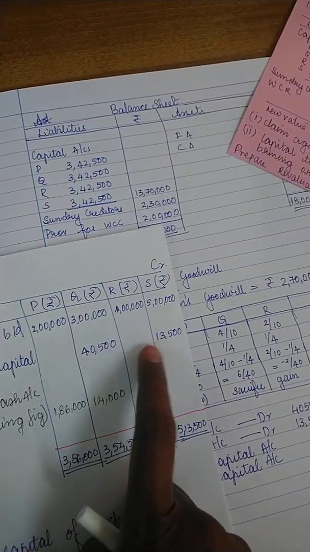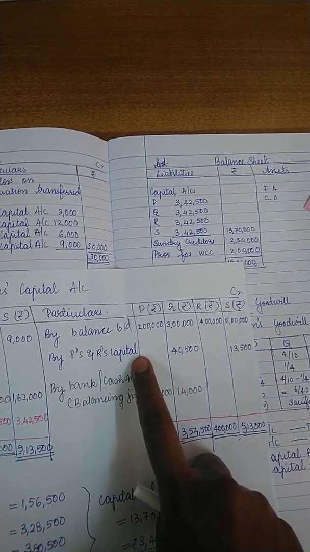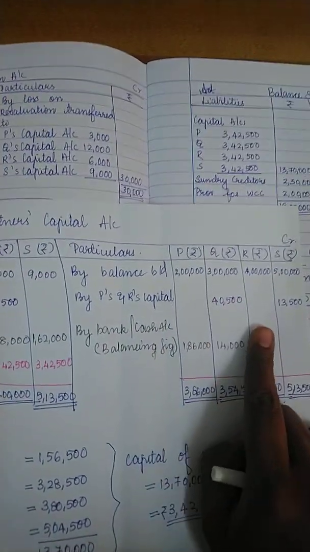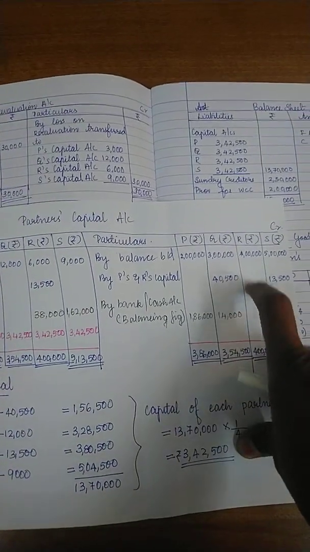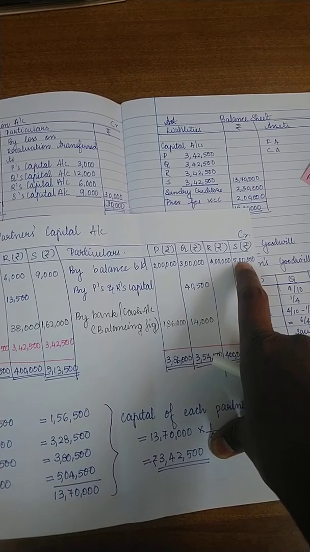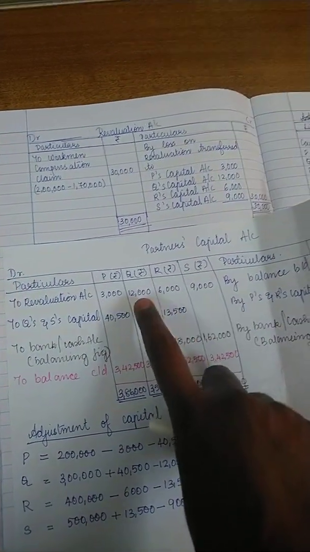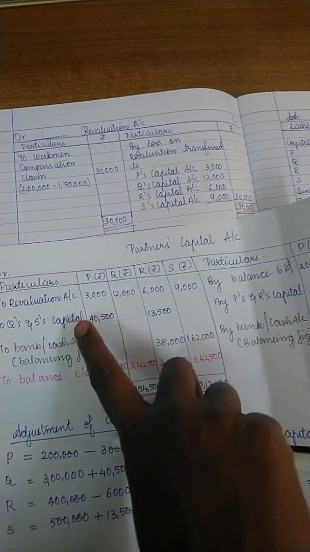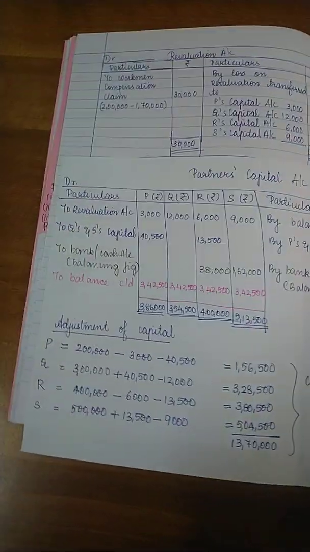See, on the credit side of Q's and S's capital account I wrote P's and R's capital account. Now I should find the adjusted capital of P, Q, R and S. So what all things have I done so far? First I transferred the opening capital balance, then I wrote the revaluation loss here, then I did the goodwill adjustment. Now I am going to find out the adjusted capital. How to find out the adjusted capital?